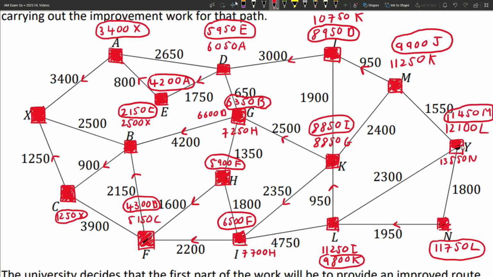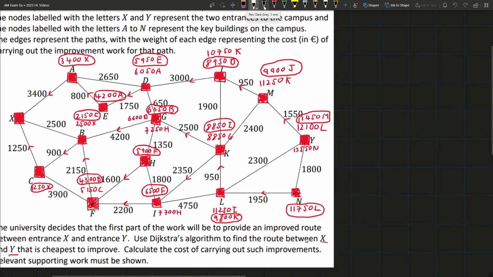Then we color in Y. And we put an arrow up to M. So now we have this very messy diagram, but now we can use that to answer the question. So to find the route between X and Y that's the cheapest, we follow these arrows. So I'll draw it in green. So if we start at Y, we can follow an arrow. The only arrow coming out of Y goes to M.